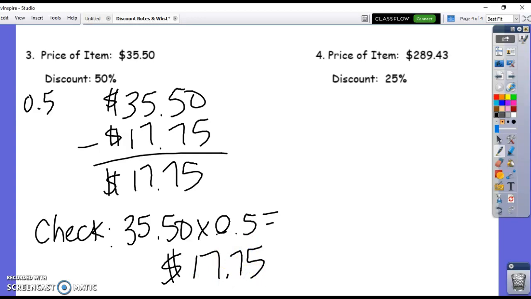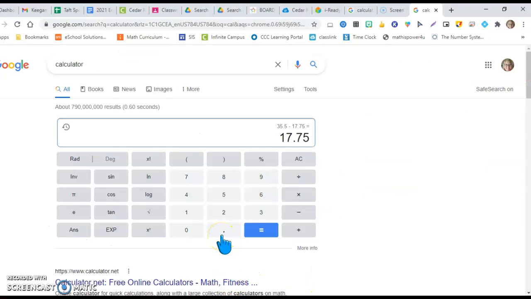All right, last one we're going to do together. The price is $289.43. My discount is 25%. As a decimal is 0.25. So I go over to my calculator, I type in $289.43, and I multiply that by my discount of 0.25, and I get $72.3575.